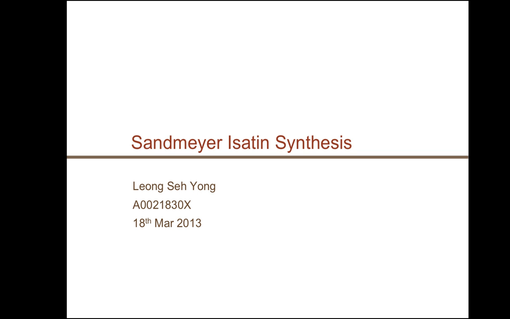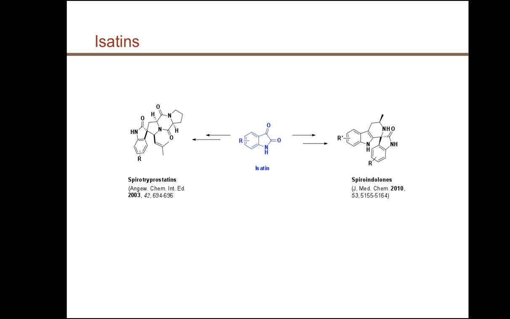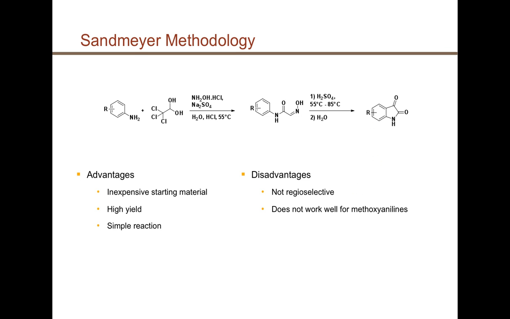Welcome to the video presentation on Sandmeyer isatin synthesis. The isatins, highlighted here in blue, are a group of important building blocks for biologically active compounds such as spirotryprostatin and spiroindolones. The Sandmeyer methodology is the most common method for synthesizing isatin.